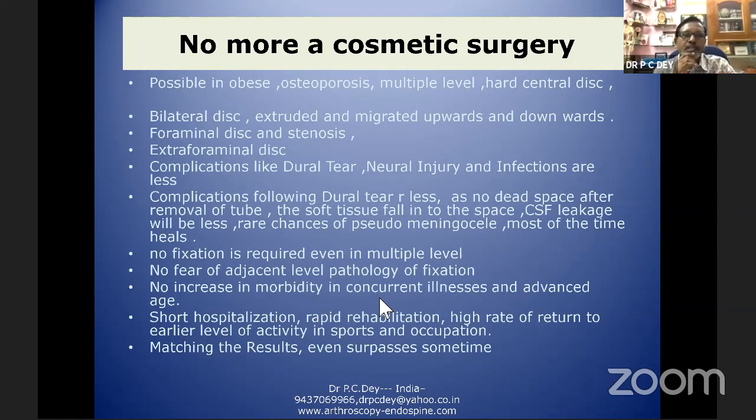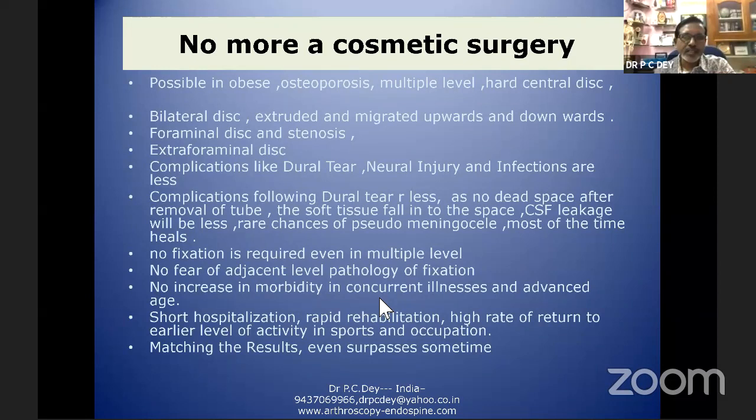It is possible in obese patients, osteoporosis, multiple levels, hard central disc, bilateral disc, extruded and migrated upward or downward, foraminal, extraforaminal, everything shown by Dr. Rohidas. Complications like dural tear, nerve root injury and infection are very, very few because the hand is not going inside, and you have a magnified, well illuminated view. Even the complication following a dural tear is very little because there will be no dead space. After removal of the tube, all the tissue falls into the space, so CSF leakage and pseudomeningocele will be less.